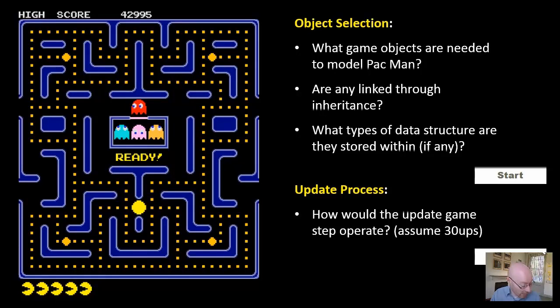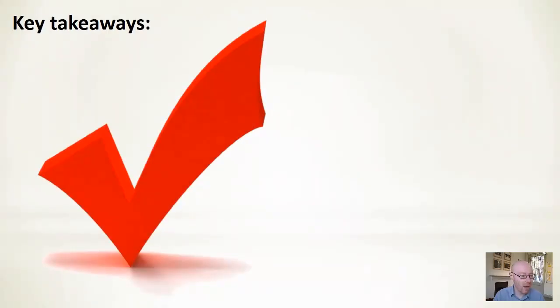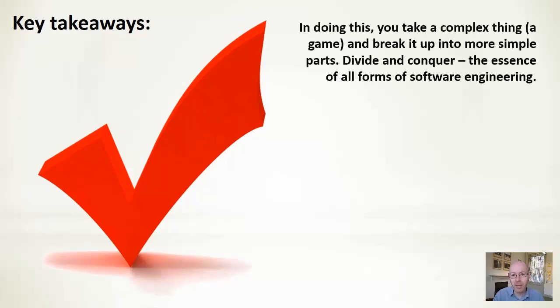So in terms of key takeaways for this particular one, there's only one. What we're doing here is very simple. We're taking a complex thing, a game, and we're breaking it up. We're trying to model the different elements. We're trying to model what those objects do and how they are related one to another. It's divide and conquer, simple as. And it is the essence of all forms of software engineering. It doesn't make any distinction if it's a game or something else. This is how we actually create software.